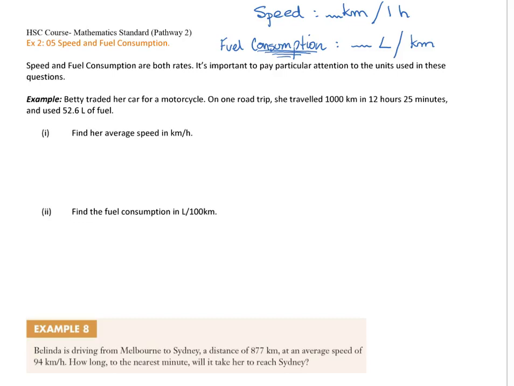In exercise 205, you're going to look at speed and fuel consumption. So speed. You're very familiar with speed. You've heard the units used to measure speed. You've heard those probably all your life. This is a 60 kilometre per hour zone. They're the units, kilometres per hour.